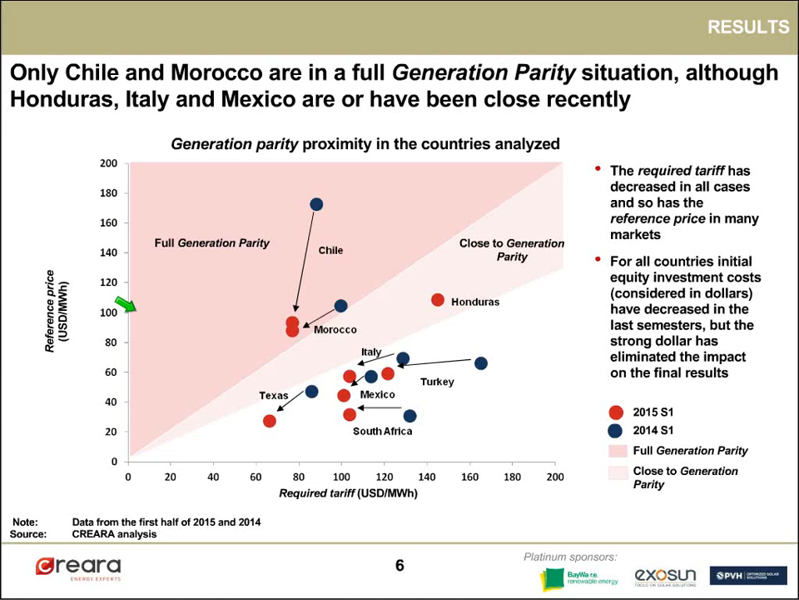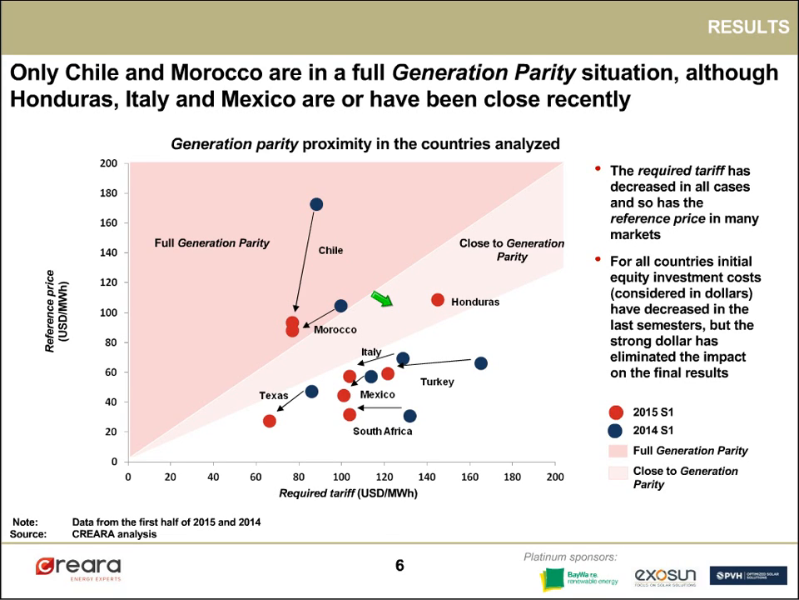You can see here on the graph that only Chile and Morocco are in full generation parity. Chile is over here, Morocco over here. Although Honduras, Italy, and Mexico are or have been close recently. You can see that they are close to this second area. By close to generation parity, we consider a required tariff that is not more than 50% higher than the reference price.